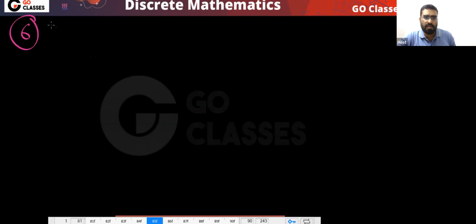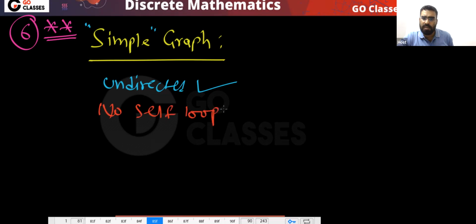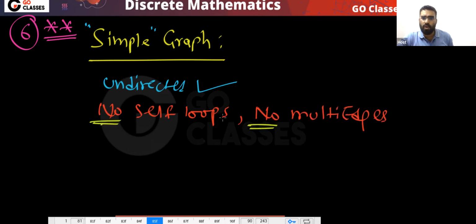Now, what is important? This is extremely important. This is called a simple graph. If I do not mention anything, it means a simple graph, which is undirected. The name itself tells you this is a very simple graph. First of all, it is undirected. Second, there are no self loops and no multi edges. This is called a simple graph.